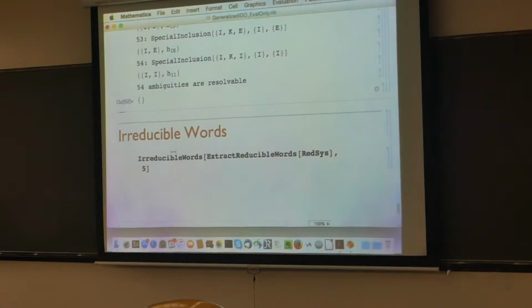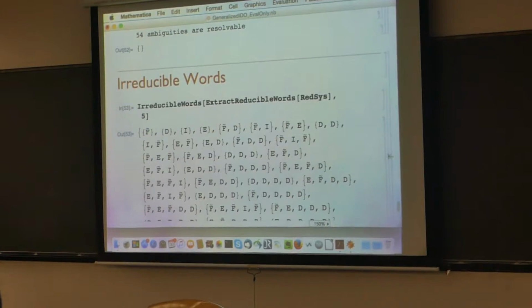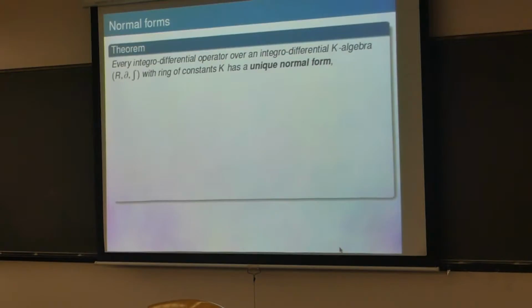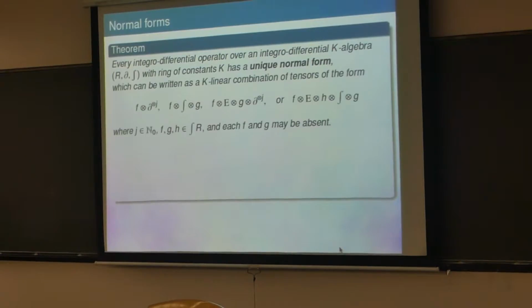Okay, and then what we also want to find out is what the normal forms look like. How much can we reduce it? What we can do now is compute the irreducible words that correspond to irreducible tensors. Here are all irreducible tensors up to length n = 5. And if you put this in the theorem, we can put it together.